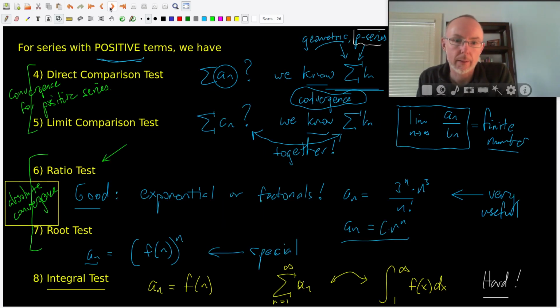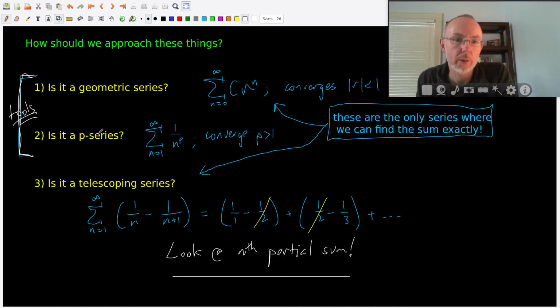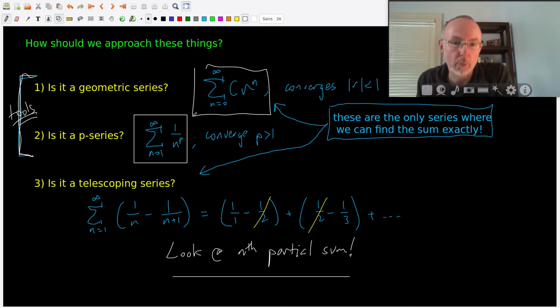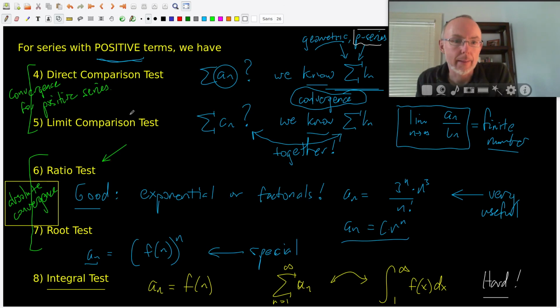In fact, these two series really are our basic tools. Understand them completely. Know how to recognize them, right? Know the form of a geometric series and of a p-series. And then you'll be able to use these two tests in a fairly straightforward manner. The ratio test is the most important of the ones we've talked about, but the root test and the integral test certainly show up.